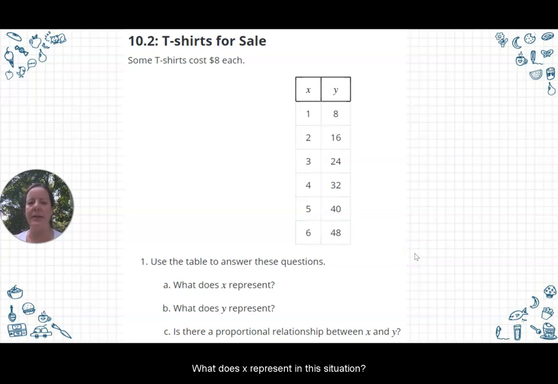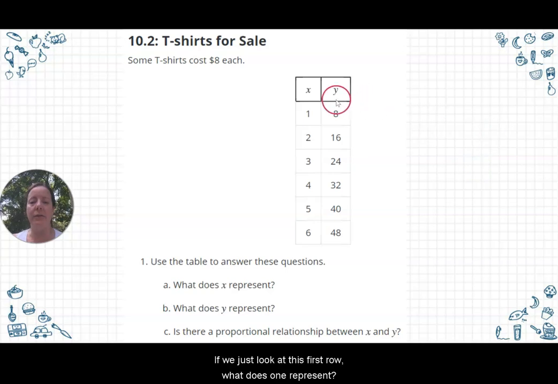What does X represent in this situation? What label would we put on that column? What are we describing for X? What are we describing for Y? What does that 8 represent? If we just look at this first row, what does 1 represent and what does 8 represent?